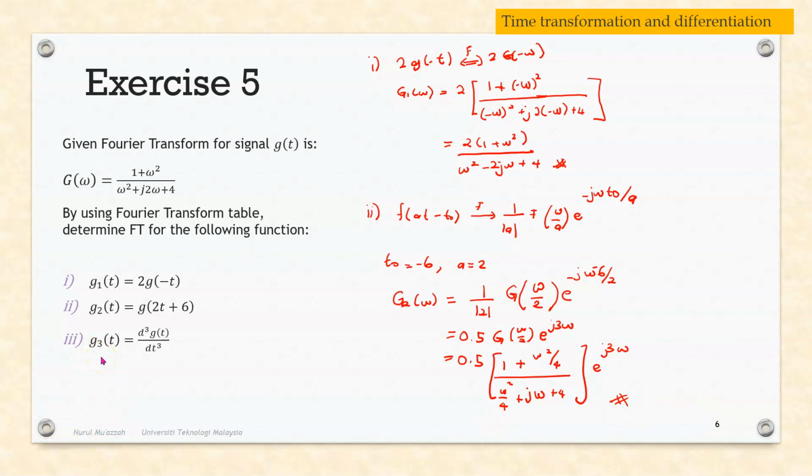Now for the third question, you need to use the differentiation properties to solve for this. Okay, so I'm going to solve it on the next page. Using the Fourier transform properties for d^3/dt^3, we can see that n equal to 3. So for the Fourier transform pairs here, you should use the differentiation property, which is (j omega) to the order of n G(omega).